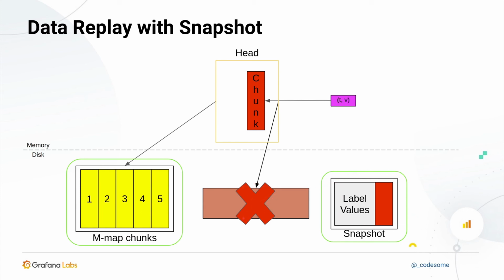So I mentioned recreating the compressed chunk is one of the CPU intensive tasks. The other thing which is CPU intensive is decoding the write ahead log records from the disk, which forms the majority of the write ahead log replay time. So with this snapshot, there is no need to go through the write ahead log.